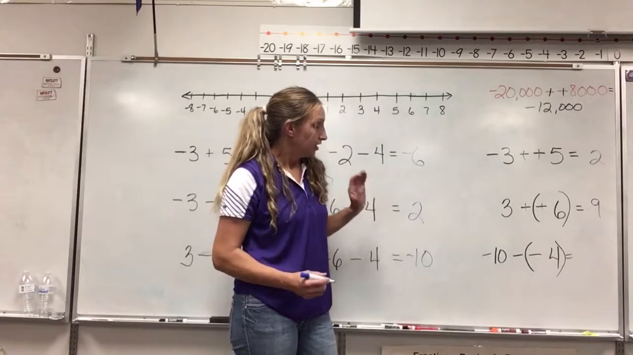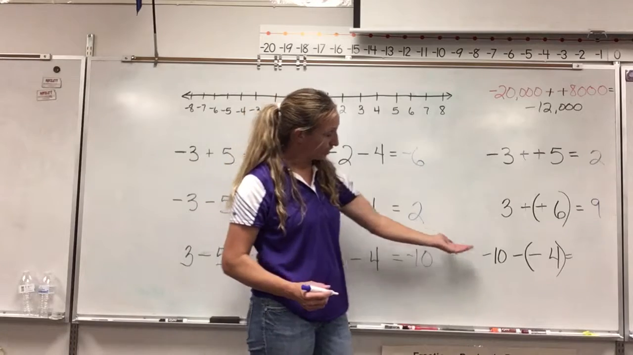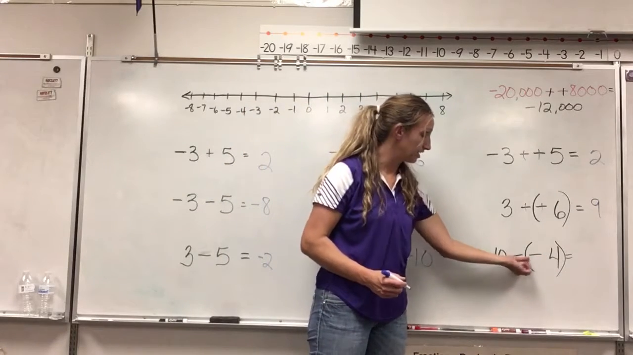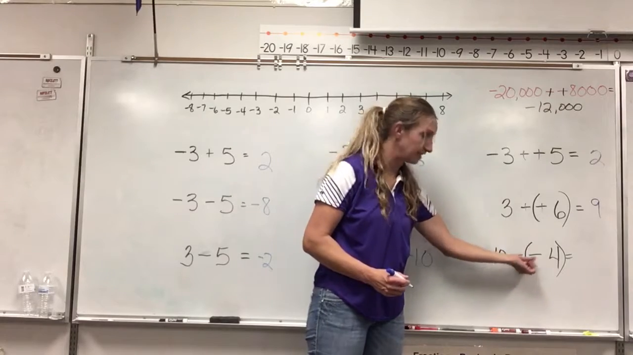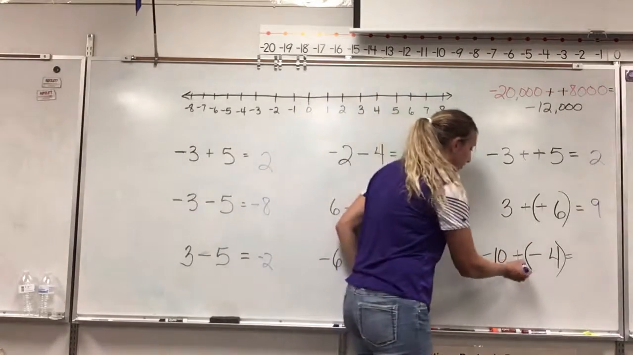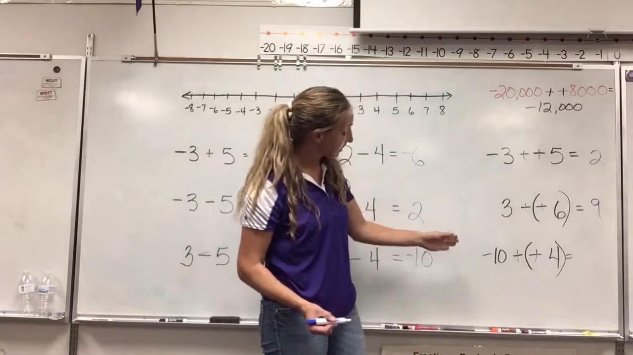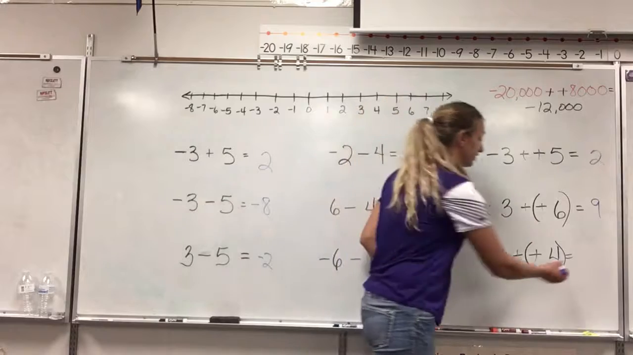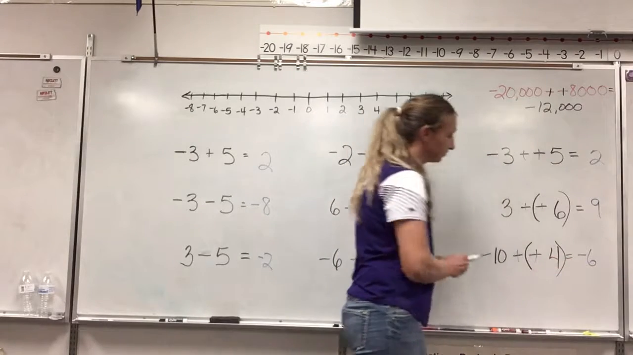Okay. On this last one, I'm in the hole $10. Negative 10, take away negative 4. So there's my minus and negative again. When you see a minus and negative, my kids always say, hey, that's a plus. So now this problem becomes negative 10 plus 4, which is negative 6.